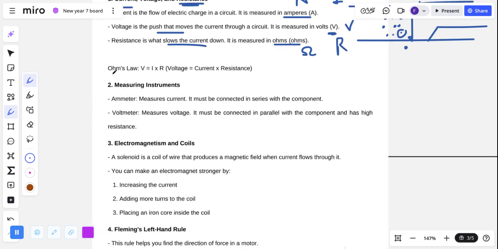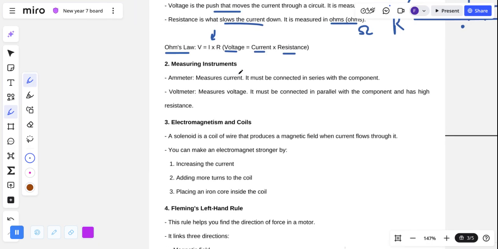Okay, Ohm's law, and we're going quite fast through this because we did it last lesson. Ohm's law is V equals I, the symbol for current, times R. In words, voltage equals current times resistance.